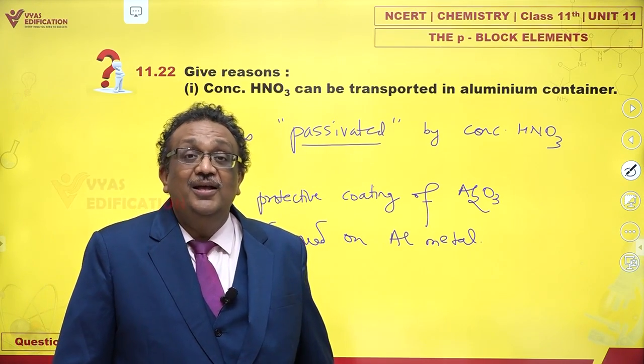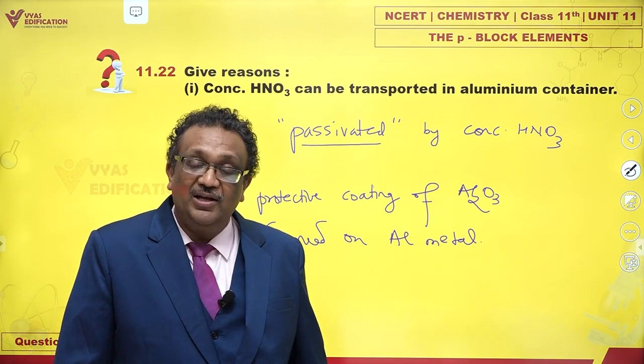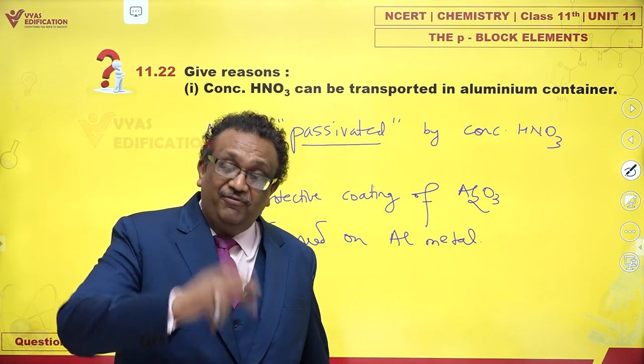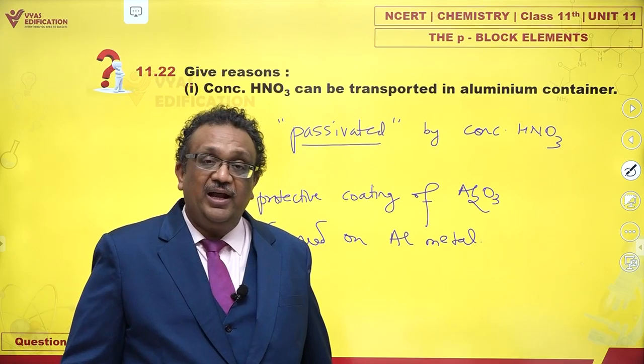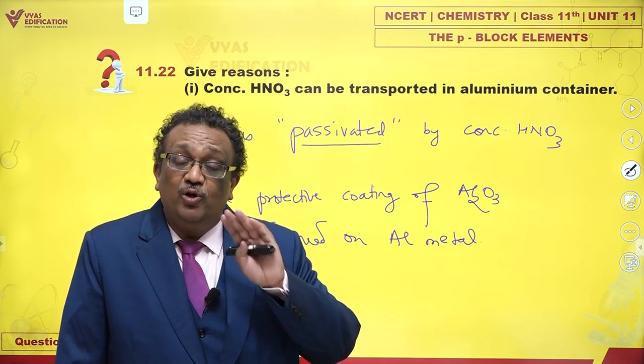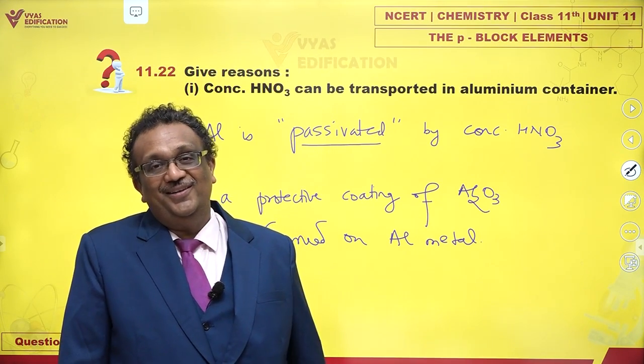As a matter of fact, it is passivated by nitric acid so well that after passivation, even if you add dilute nitric acid or other acids, aluminium would not react with any other acid as well.